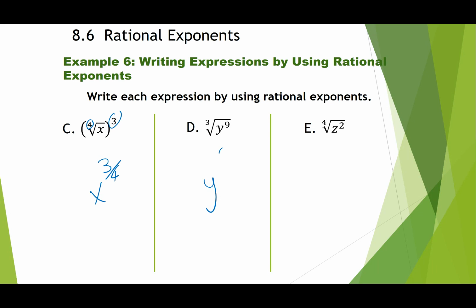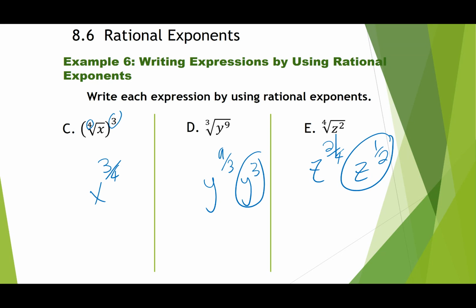This one would be y to the 9 over 3, which is the same as just y to the third if you want to simplify it. And then here we have z to the 2 over 4, which is the same as z to the 1/2 power. Which, remember, z to the 1/2 power is just the same as square root of z. So this is the same thing as saying square root of z. And again, that's just helpful to know.